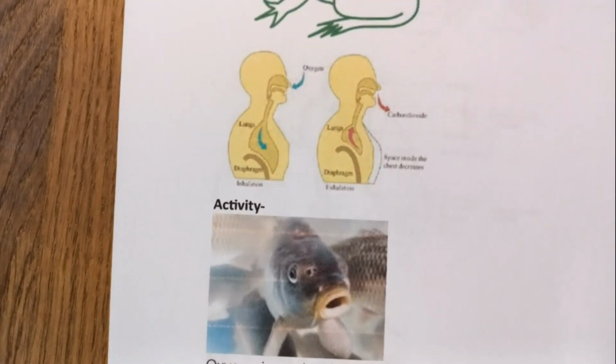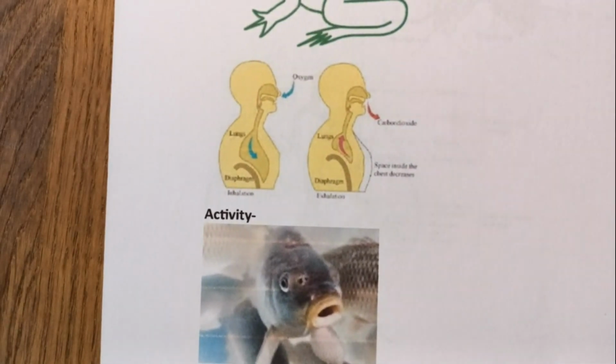Now there's an activity your book wants you to do. They want you to observe a fish in an aquarium. They open and close their mouth and the gill slits. So they want you to observe the frequency of this gill movement and the frequency of the mouth opening and closing, and whether it is a coordinated activity.